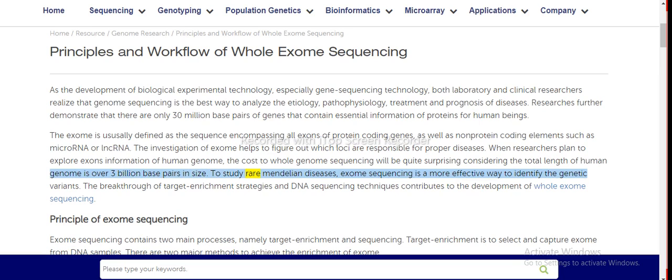To study rare Mendelian diseases, exome sequencing is a more effective way to identify genetic variants. The breakthrough of target enrichment strategies and DNA sequencing techniques contributes to the development of whole exome sequencing.